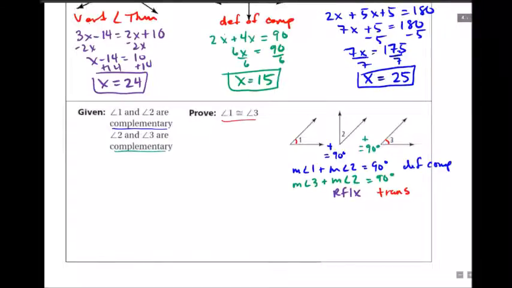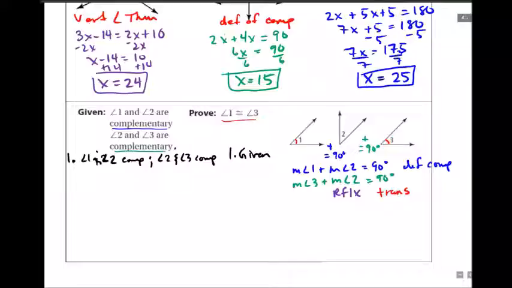In the interest of space, and you do not get to do this, angle 1 and angle 2 complementary, angle 2 and angle 3 complementary. Step 1, that's my given. If you have a given, you need to write it out. You will always have a given, not if. You need to write out your given. All right.